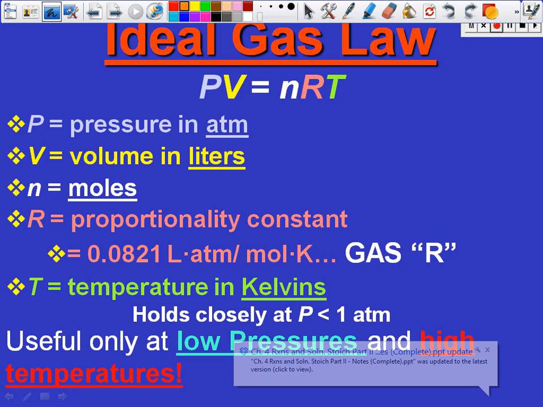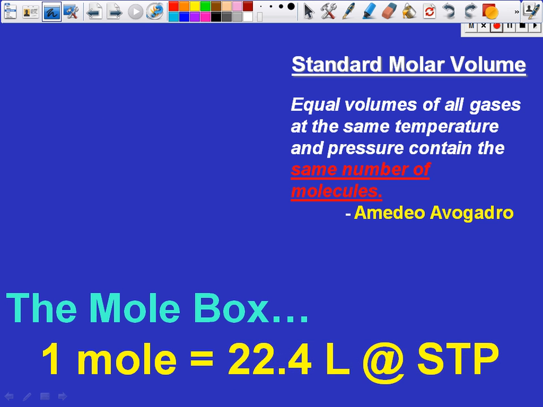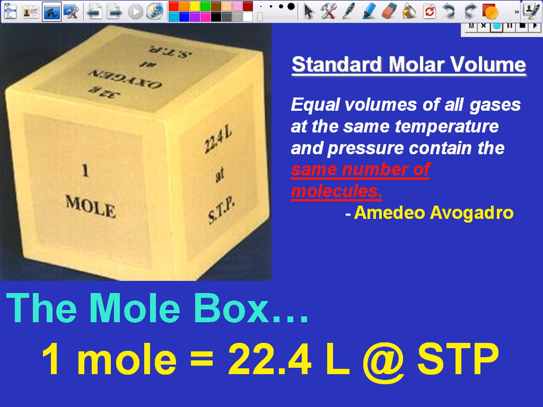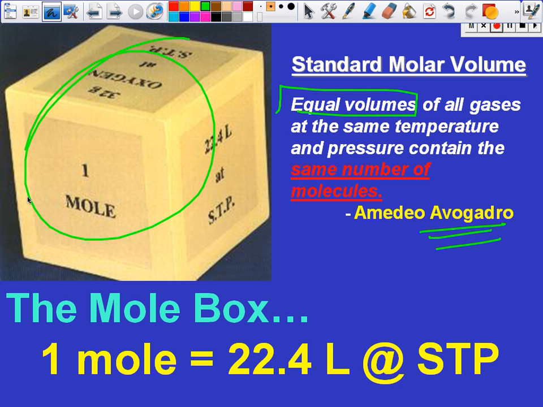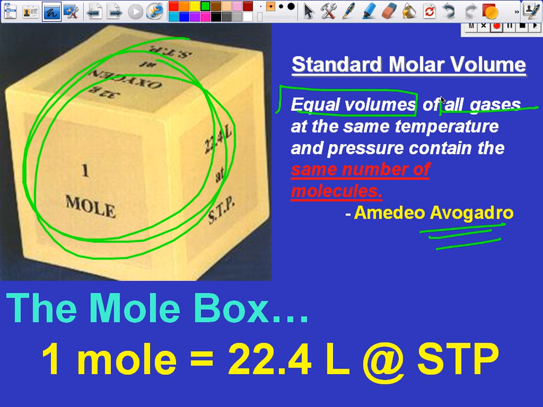So let's look at our first problem here. I'll tell you what, let's look at this first. The mole box, this is just something to keep in mind. Again, I showed you this for a reason, and I do want to reiterate. Remember Avogadro's law, what we talked about last time. Equal volumes of gases. Let's pretend this box right here is our box. That box has a volume of all gases. The key there is all. It does not matter what gas, nitrogen, helium, hydrogen, carbon dioxide, whatever it is, at the same temperature and pressure, and this is the key, they contain the same number of molecules. All right, that's the key there.